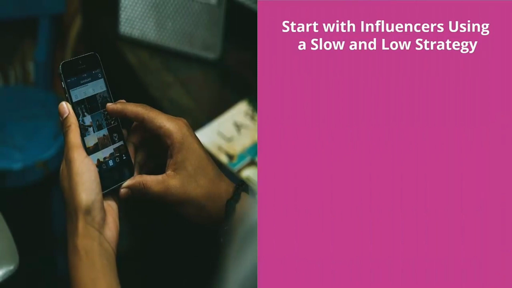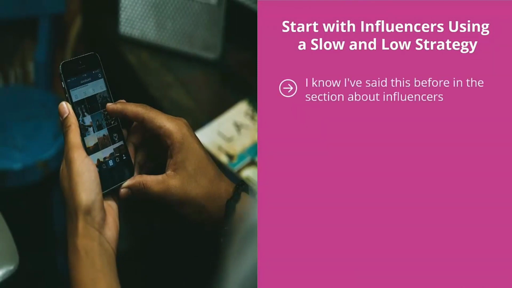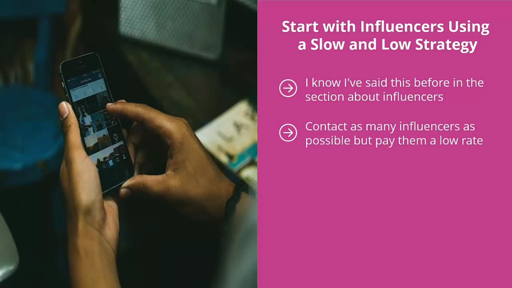Start with influencers using a slow and low strategy. I know I've said this before in the section about influencers. However, this is so important that it is worth repeating. Contact as many influencers as possible, but pay them a low rate. The ones who take you up on your offer and run your ads will then weed themselves out.